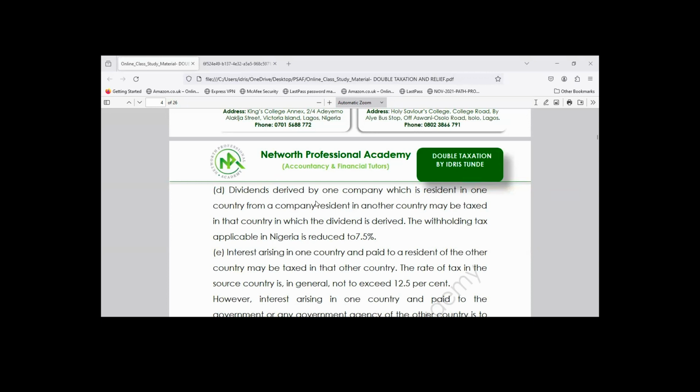Dividend derived by one company, which is resident in one country, from a company resident in another country, may be taxed in that country in which the dividend is derived. What they are saying now is, when a company derives a dividend from another company that is located in another country, that dividend will be taxed in the country in which the company that paid the dividend is located. Say, for instance, if a Nigerian company declared a dividend to a foreign investor, that dividend will be taxed at a withholding tax rate of 7.5%. So, that is an example of that.